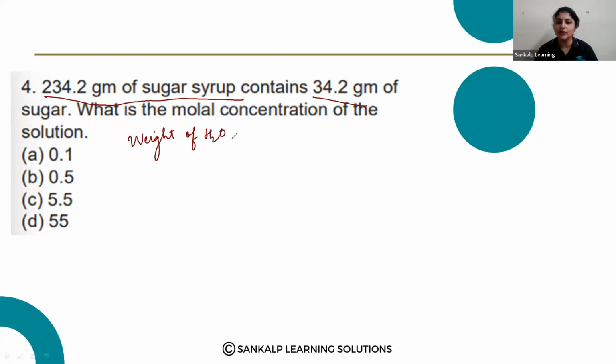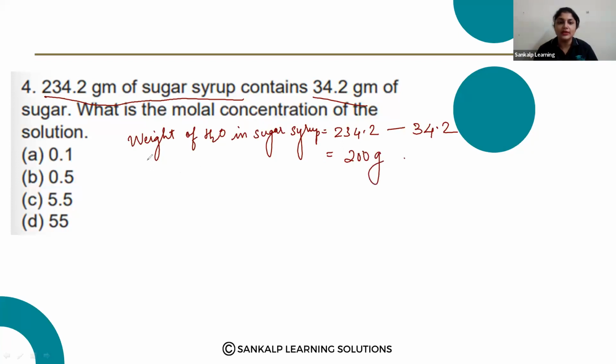So the weight of water in sugar syrup is 234.2 minus, out of this 234.2 grams, it contains 34.2 grams of sugar. If you subtract that from the total quantity, you get the weight of the water. That is 200 grams.